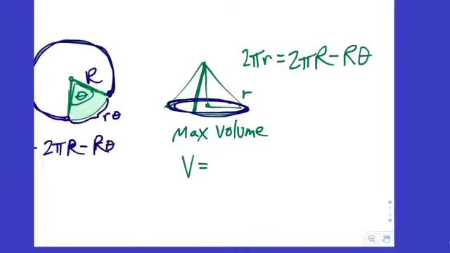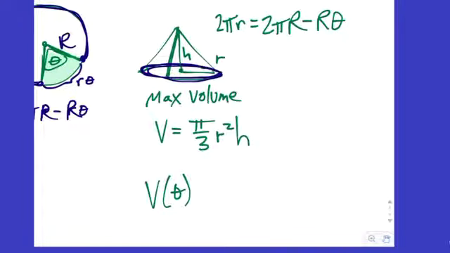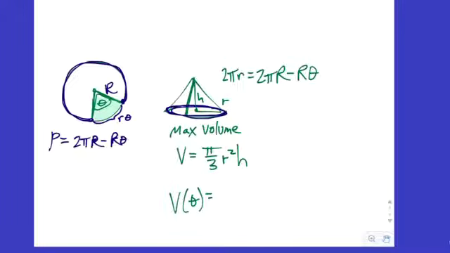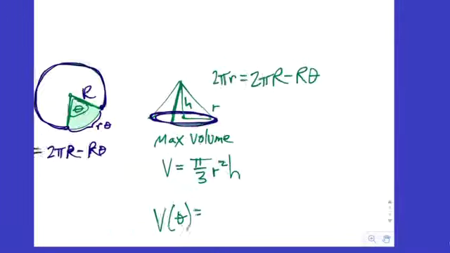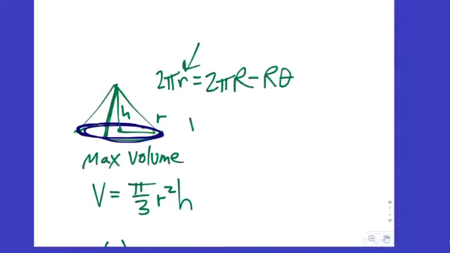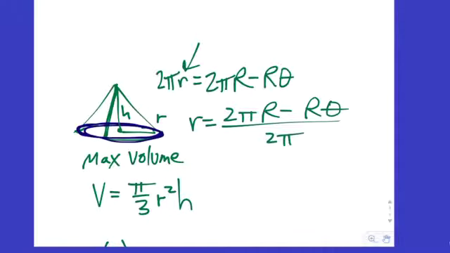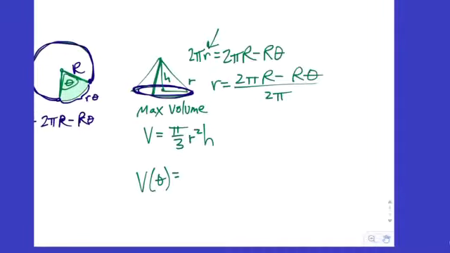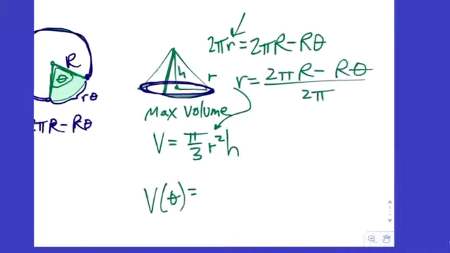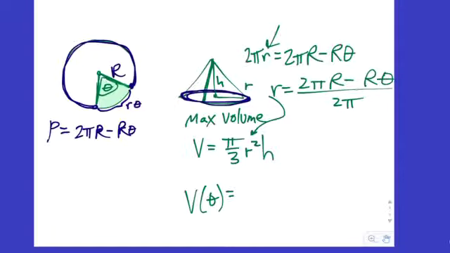Well, let's just call this height. And, of course, the volume of the cone, what's the formula for the volume of a cone? Second time today. Pi thirds r squared h. So you're trying to get your volume as a function of theta. That's your goal. Notice you're pretty much there. If you solve this for little r, you get little r is (2 pi big R minus big R theta) over 2 pi. Remember, big R is a constant. So you've got little r in terms of theta. You just need to get the height in terms of theta. How are you going to do that?